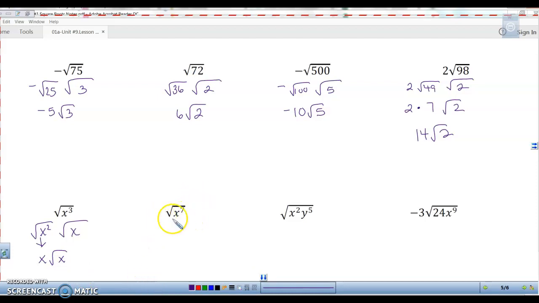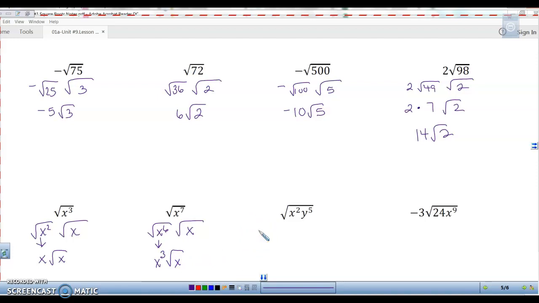Square root of x to the seventh. What's the biggest even exponent that you could write as a product of x to the seventh? I'll give you a hint: it's always going to be one less. So this is going to be x to the sixth. Now what is the square root of x to the sixth? What do we do with the exponent? We divide the exponent by 2. So the square root of x to the sixth is going to be x to the third, because x to the third times x to the third is x to the sixth. So this is going to be x to the third times the square root of x.